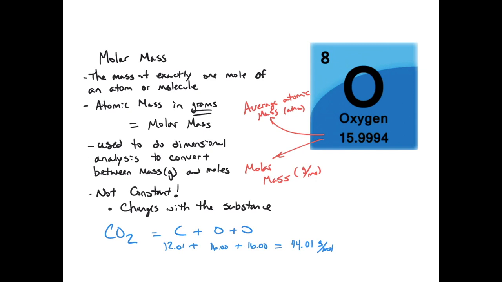What that means is if I have, say, 2 moles of carbon dioxide, then I have double the mass. It's proportional. 3 moles, triple the mass. 4 moles, quadruple the mass. It's 44.01 grams per 1 mole.